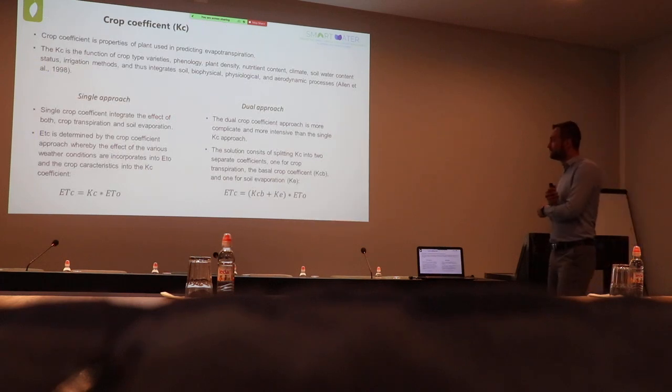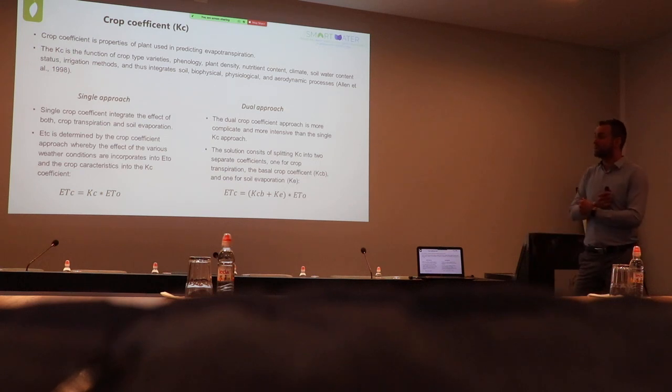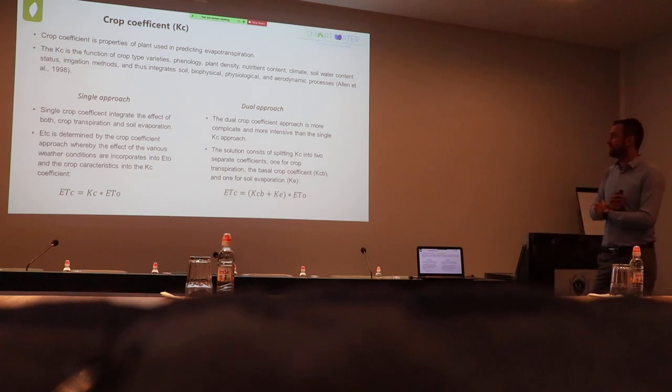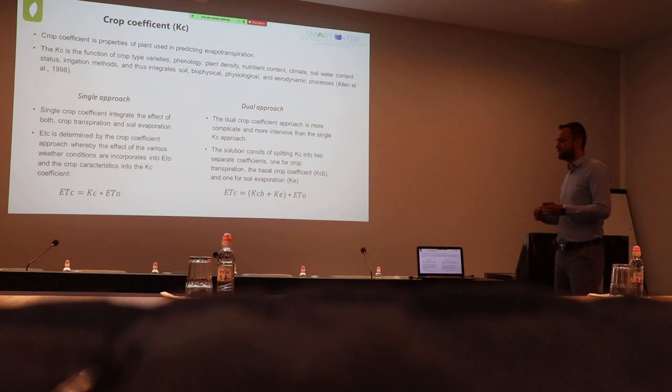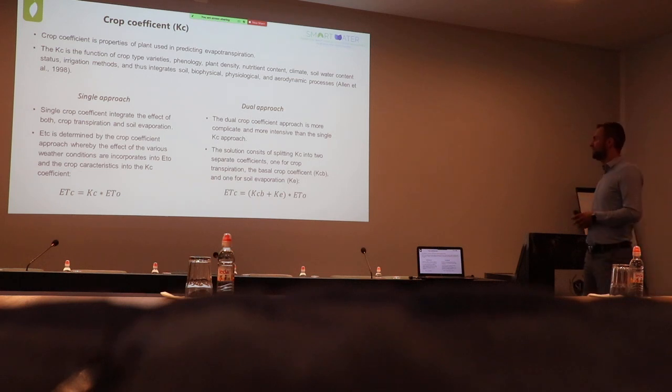And at the end, very important for us was to calculate the crop coefficient for maize, for the corn. The crop coefficient is a property of the plant that is used in precision evapotranspiration, and it is a function of different variables: crop type, varieties, phenology, plant density, soil water content status, irrigation methods, etc.